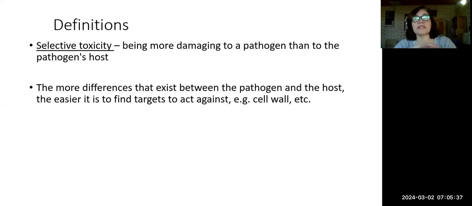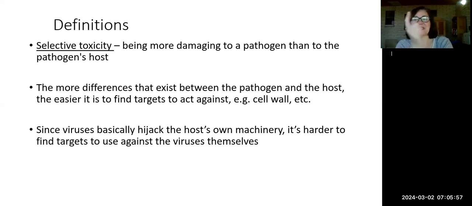And the more differences that exist, the more differences we can identify, the easier it is to find a target against that. So for example, with bacteria, they have cell walls. We don't. So that makes a fantastic target. And we'll go over some other targets.